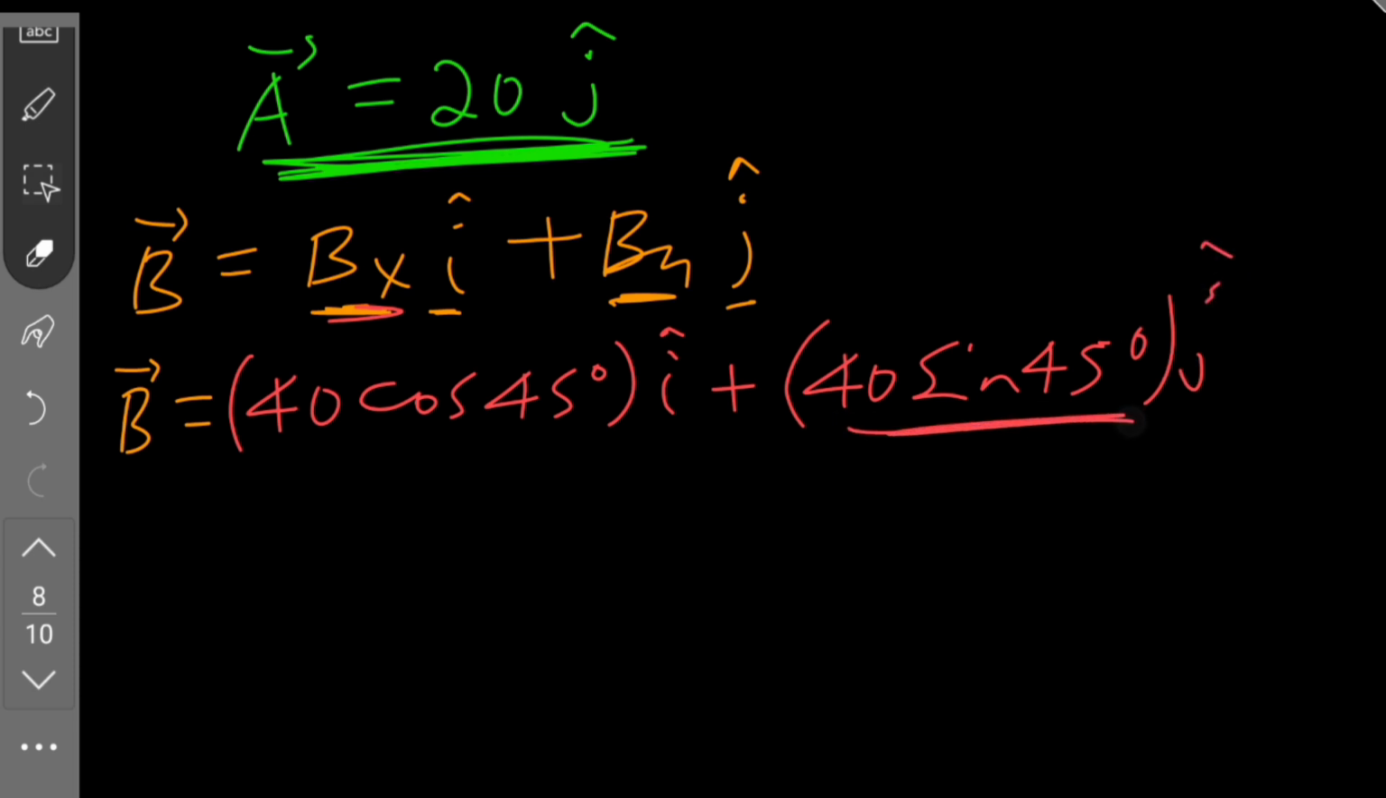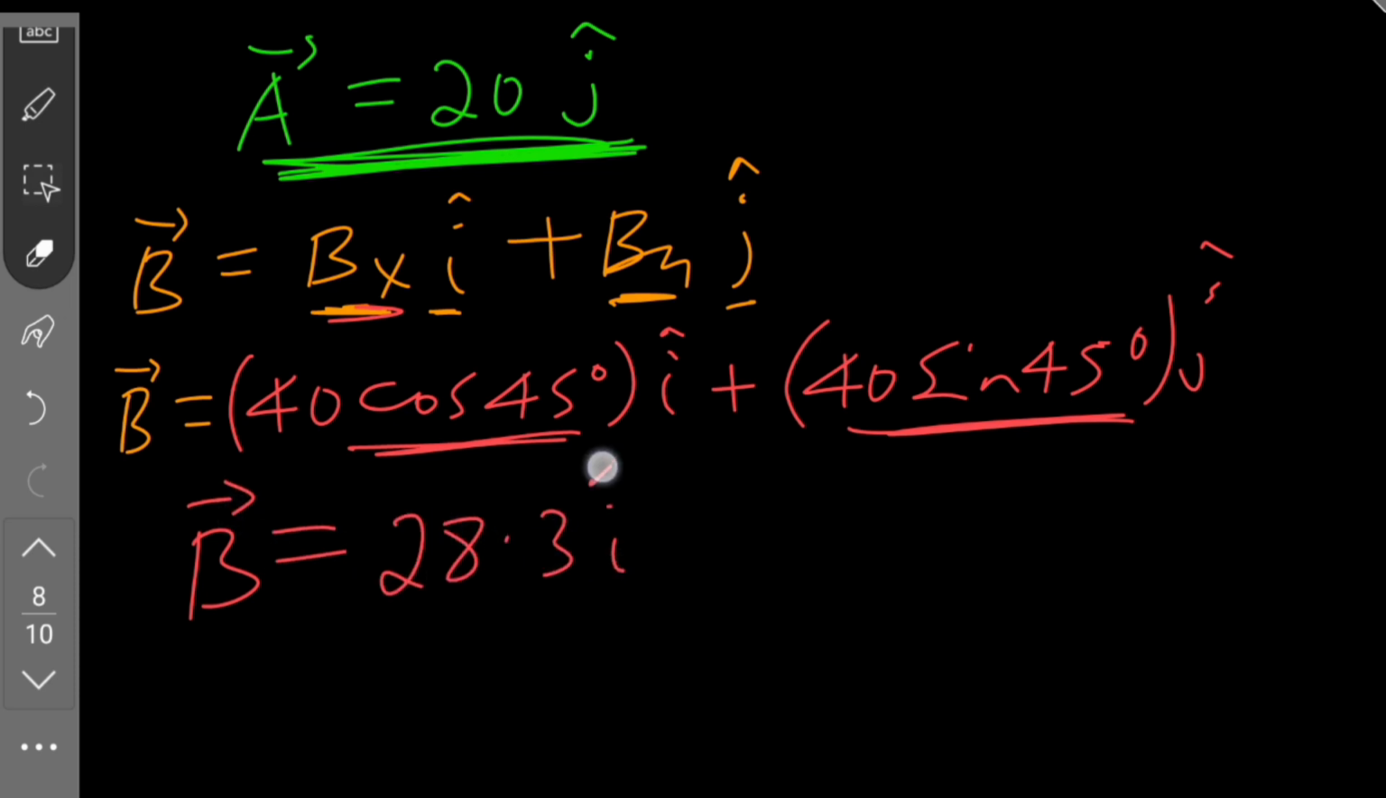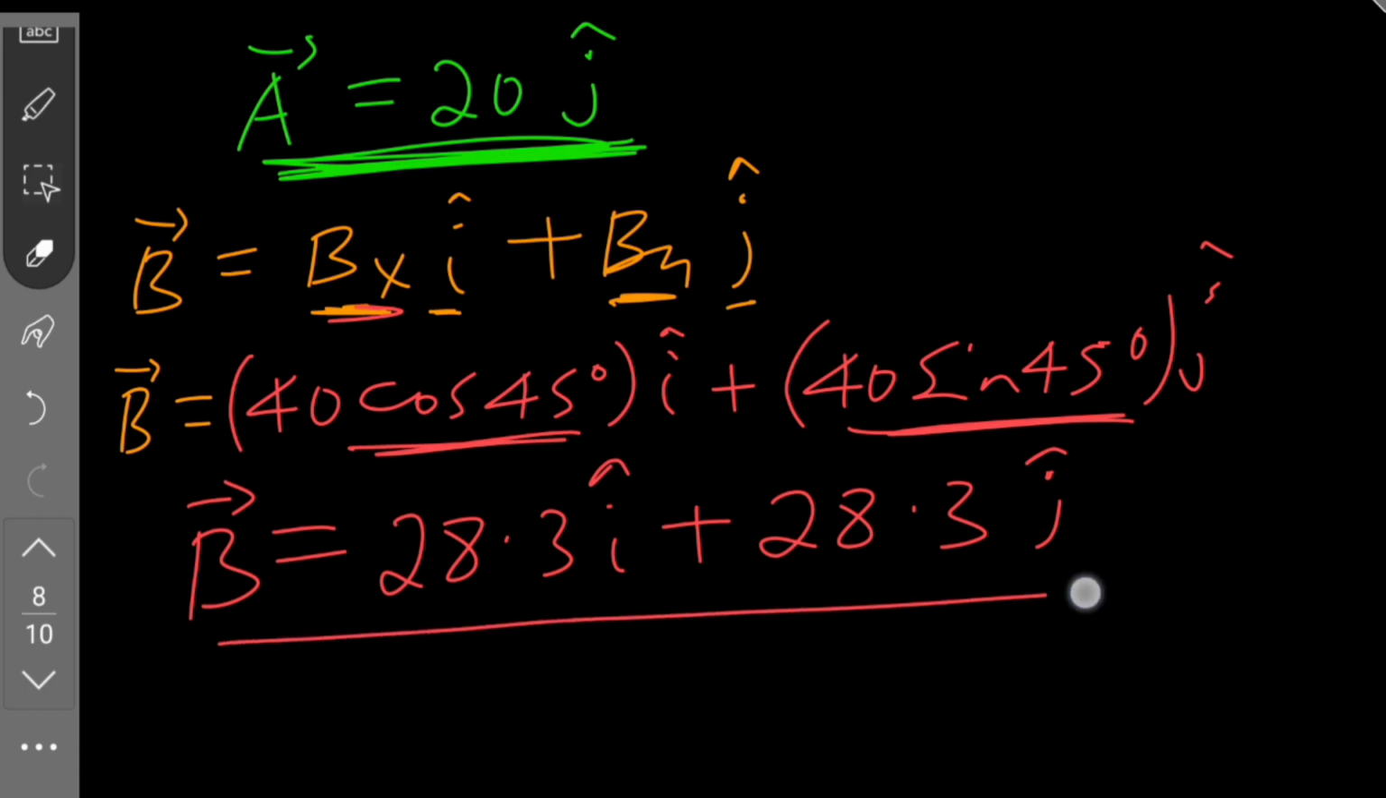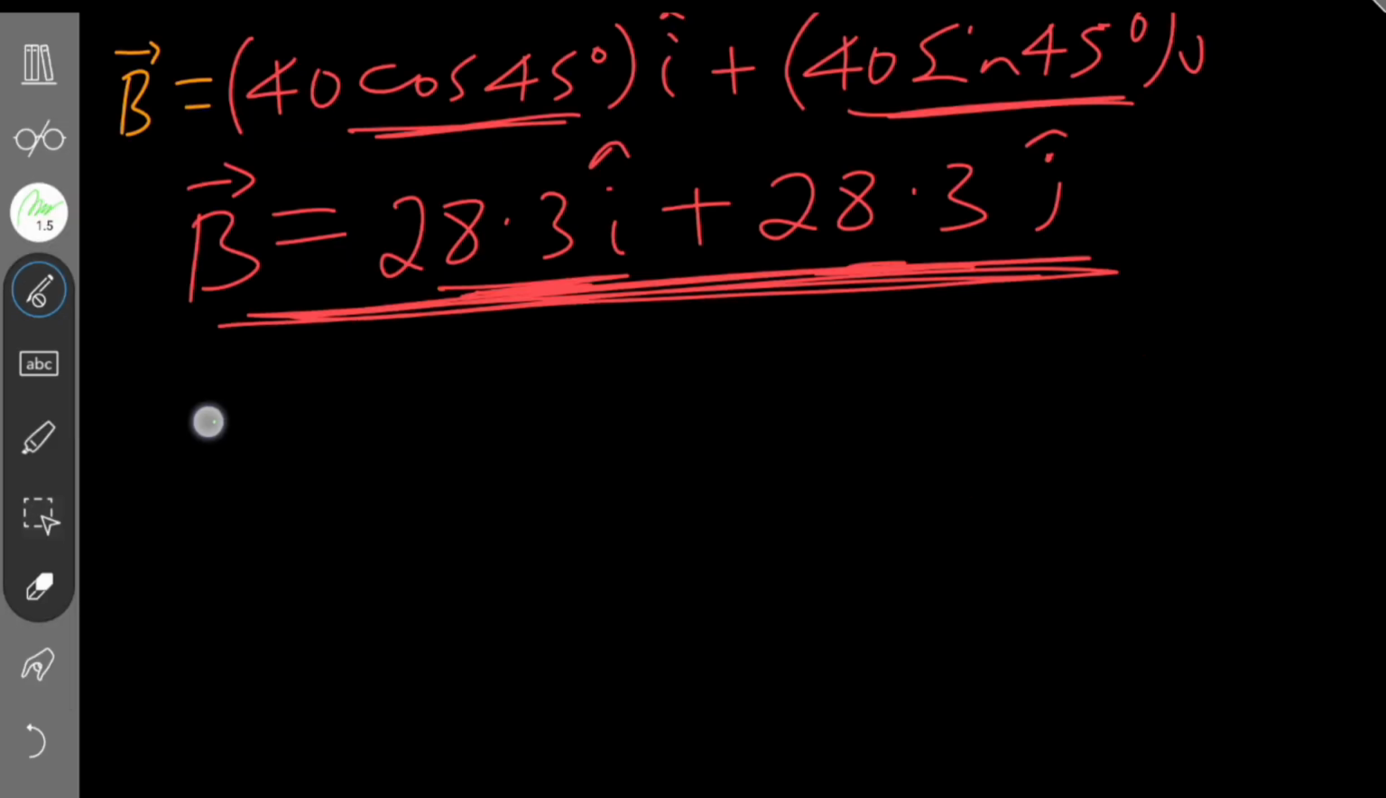Then, when you calculate this with a calculator, vector b is equal to 28.3 in the i direction plus 28.3 in the j direction. They are equal because sin and cos of 45 are equal. So the components of b are 28.3 in the i and 28.3 in the j. What remains is vector c. Converting it into components as before, it is the magnitude of cx in the i direction plus the magnitude of cy in the j direction, since it is in two-dimensional space.